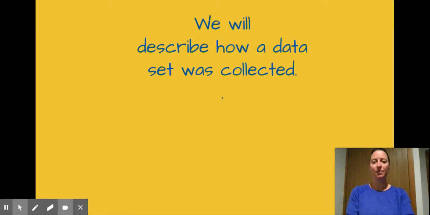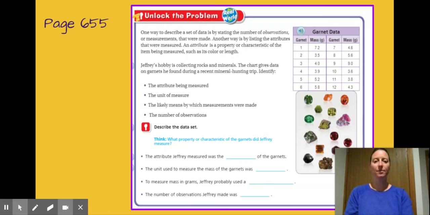Next, in this chapter, we will describe how a data set is collected. Here is the unlock the problem. One way to describe a set of data is by stating the number of observations or measurements that were made. Another way is by listing the attributes that were measured. An attribute is a property or a characteristic of an item being measured, such as its color or length.